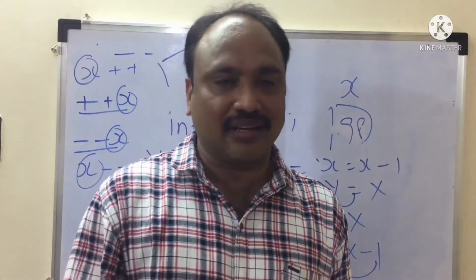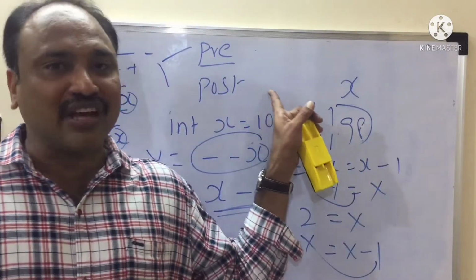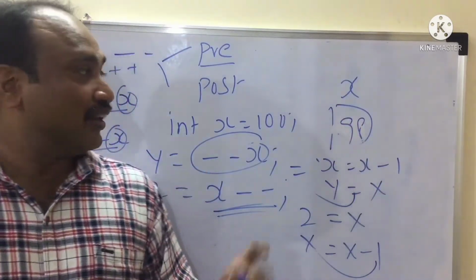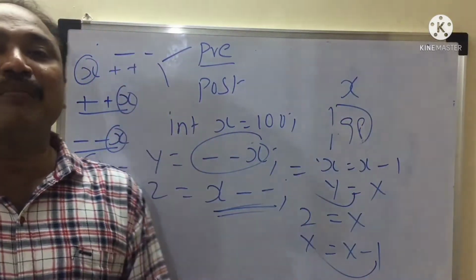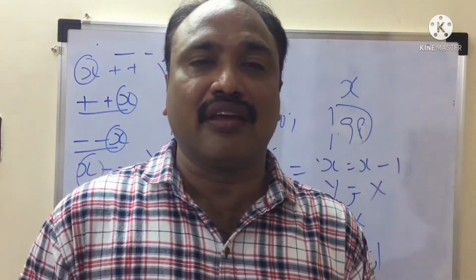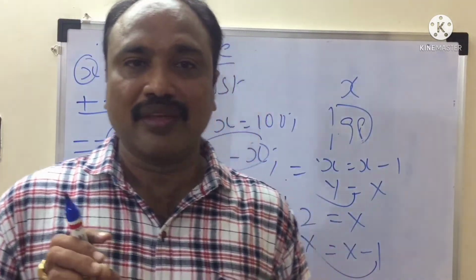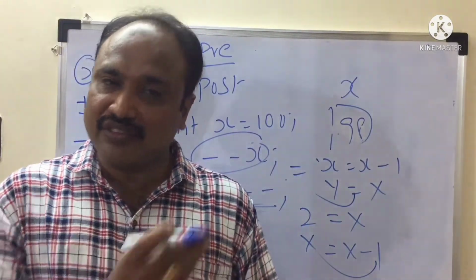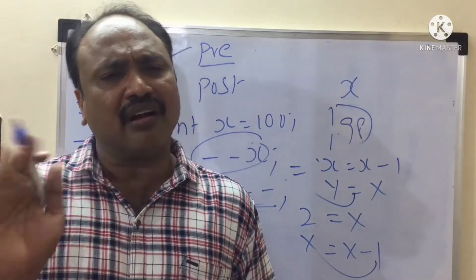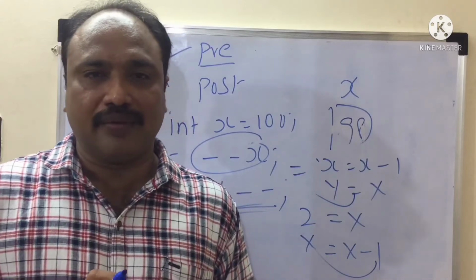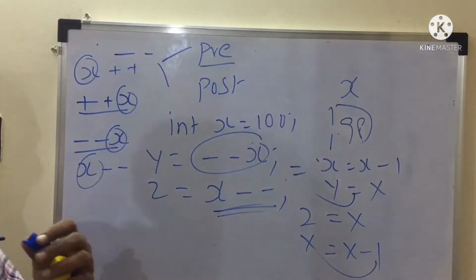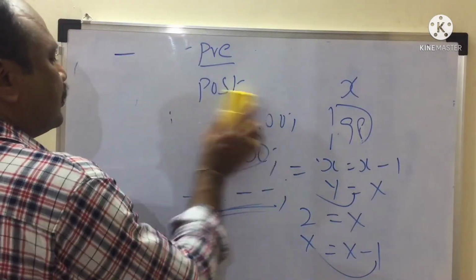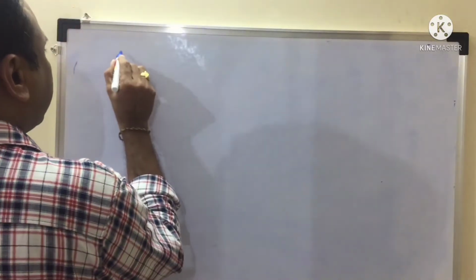Already unary minus I covered. One's complement will come under the category of unary operator. Now this increment and decrement also will come under the category of unary. So far, whatever was discussed, these three are unary. Remaining all are binary only. Okay, this is regarding increment and decrement. The last one is special operators.